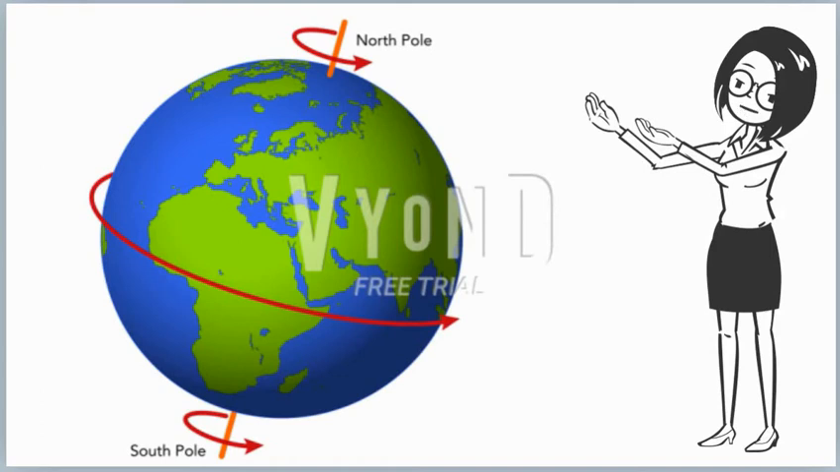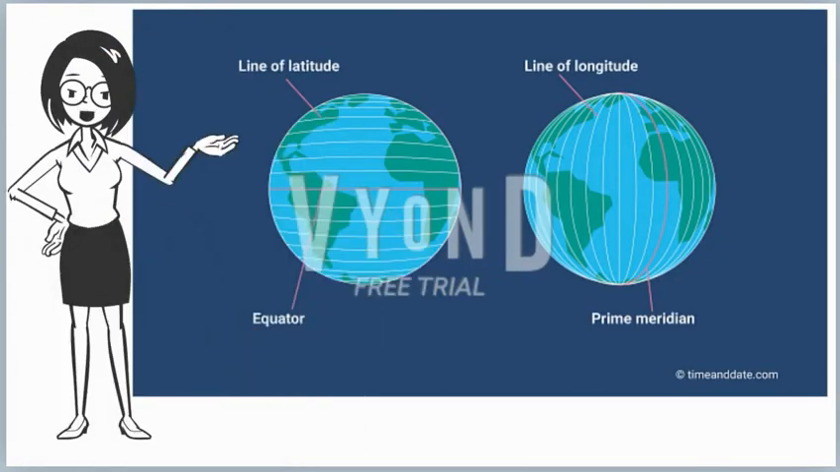The red line in the middle of the globe is called the equator. These are the imaginary lines drawn from the west to the east. They are called latitudes. The longest latitude is called the equator. The equator divides a globe into 2 halves, namely the Northern Hemisphere and the Southern Hemisphere. India is located in the Northern Hemisphere.